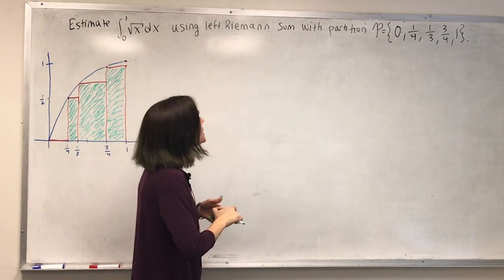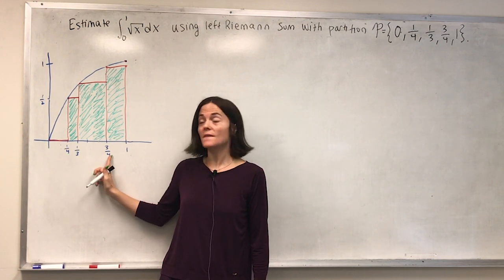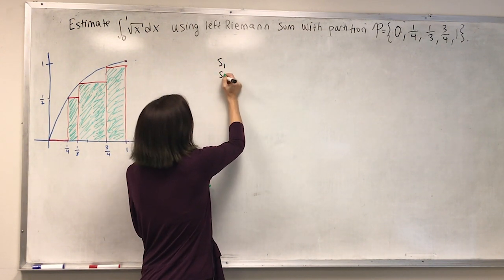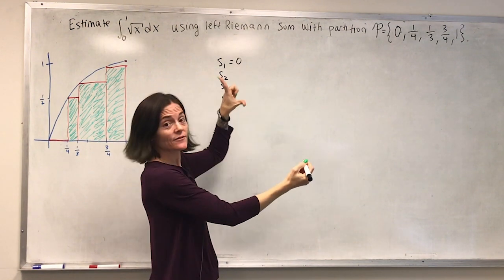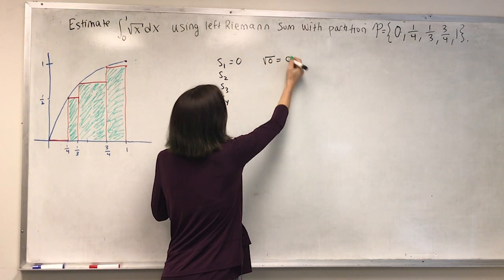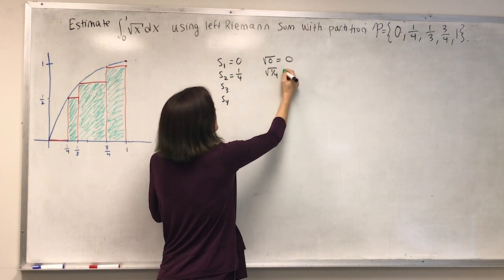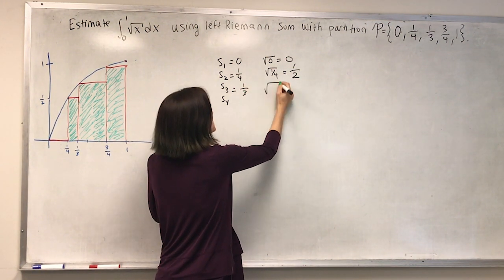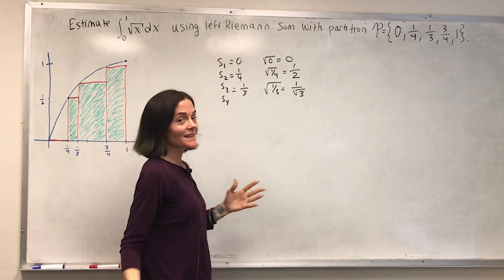Okay, so here we go. With a left Riemann sum, you see our sample points are this point, this point, this point, and this point, and I've already sketched the height, but let's calculate it. So we are going to have S1, S2, S3, and S4. S1 is 0, left Riemann sum, and the square root of 0 is 0. S2 is 1/4, the square root of 1 over 4. This is 1/2. S3 is 1/3, and the square root is 1 over the square root of 3. Perhaps I will leave it like this for the moment.